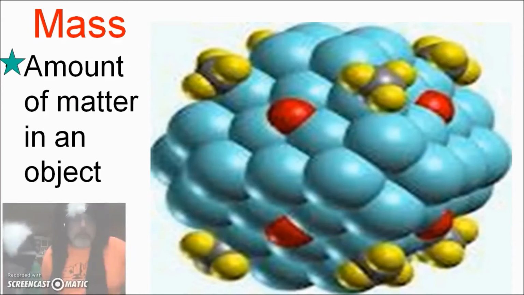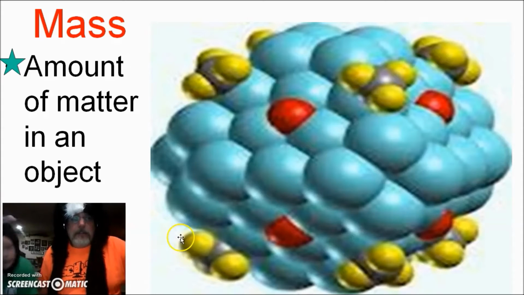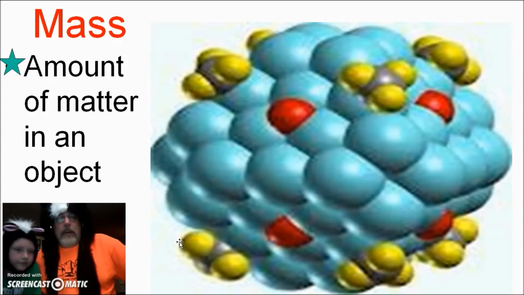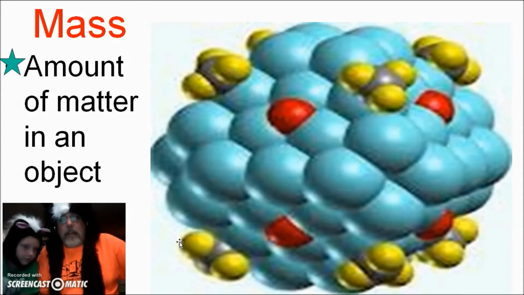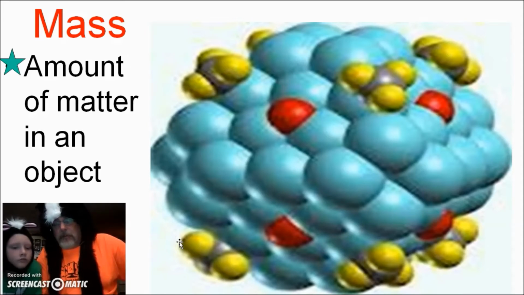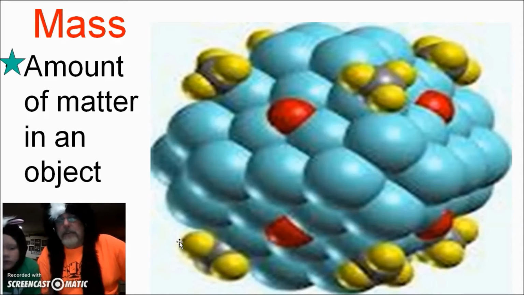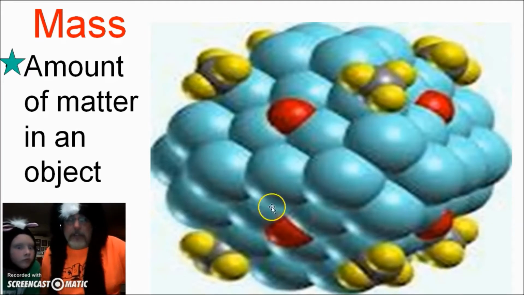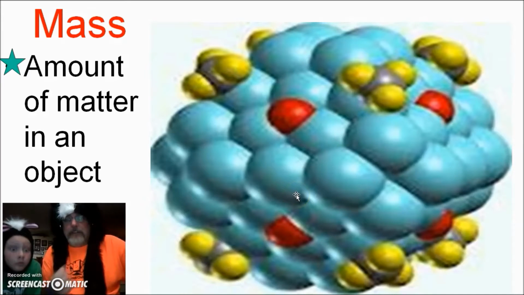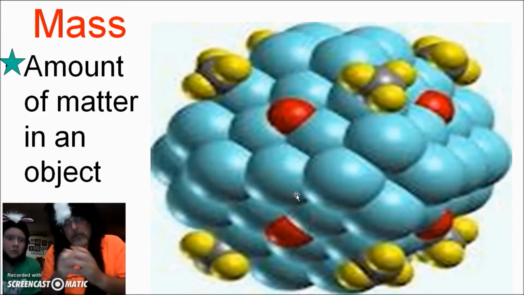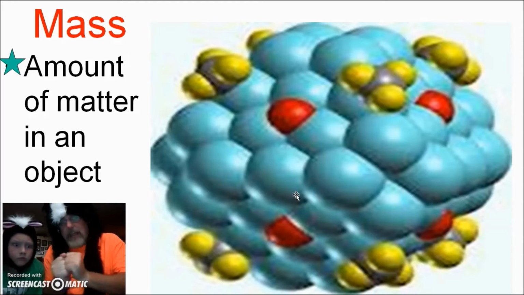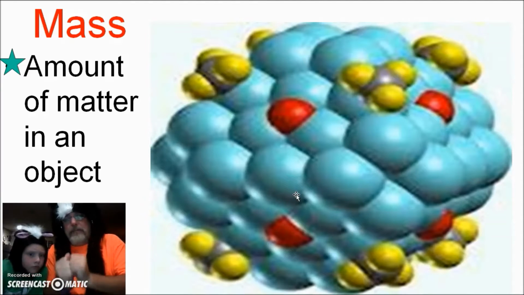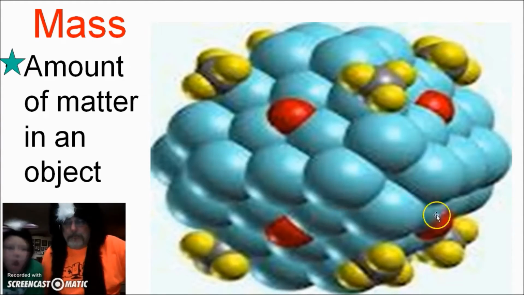Now, mass is the amount of matter found in an object. And we could talk about volume. A lot of times people confuse volume and mass. Well, volume is the amount of space that an object occupies. Mass is the matter that's in the object, the actual physical particles, the physical, tangible part of the matter. That's the amount of mass.